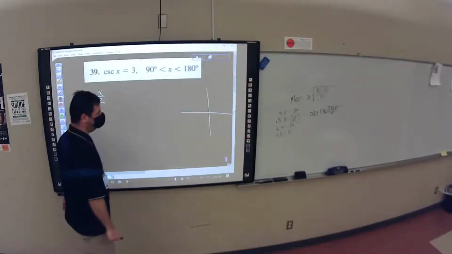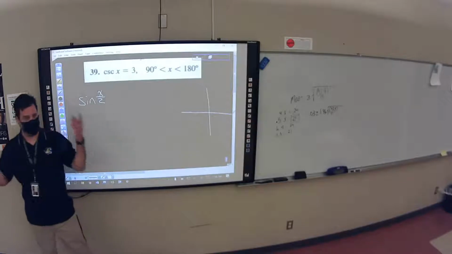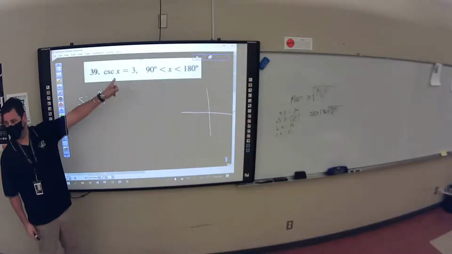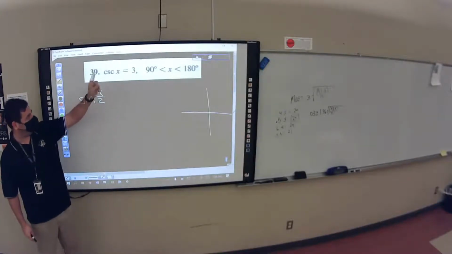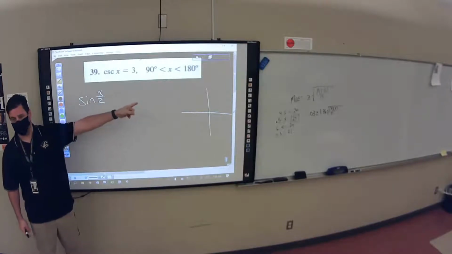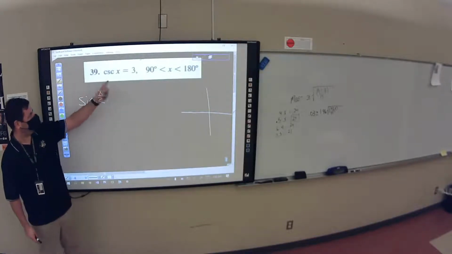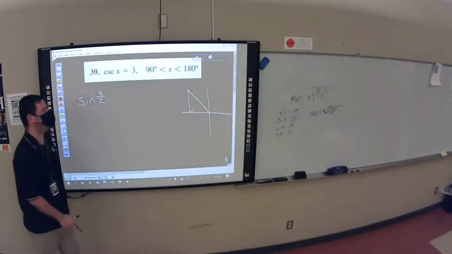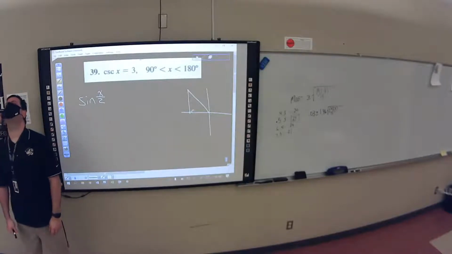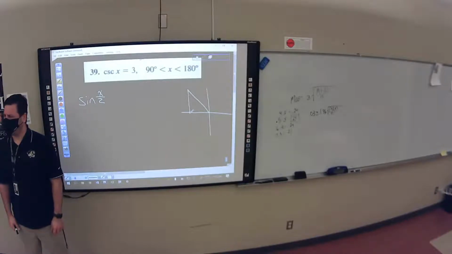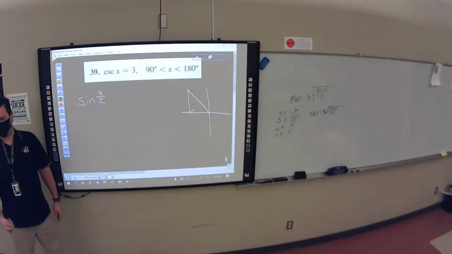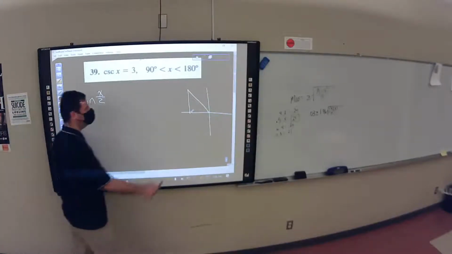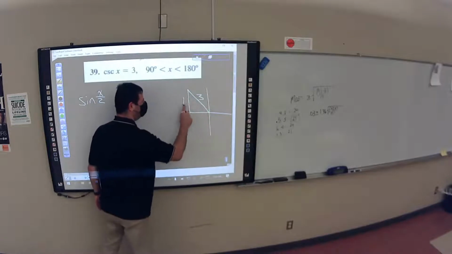And I've got to draw the triangle. Anytime you see something like this, you're going to draw a triangle. I don't know what the angle is. I know the angle is somewhere in the second quadrant. I don't have any idea what it is, but I know the cosecant of that angle is 3. So I'll just draw a triangle. Cosecant is hypotenuse over opposite, since cosecant goes with sine. So 3 over 1.